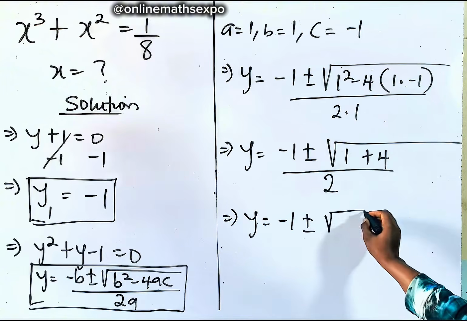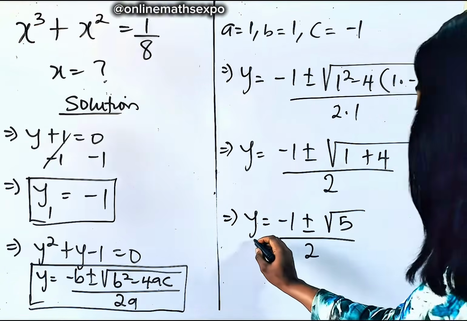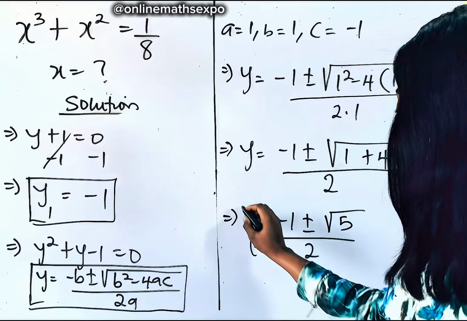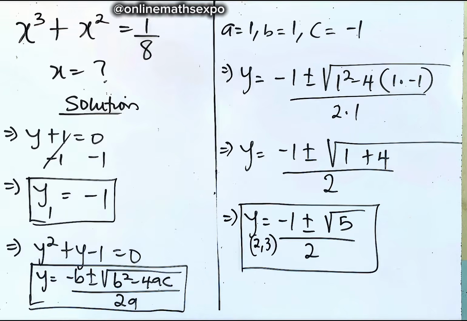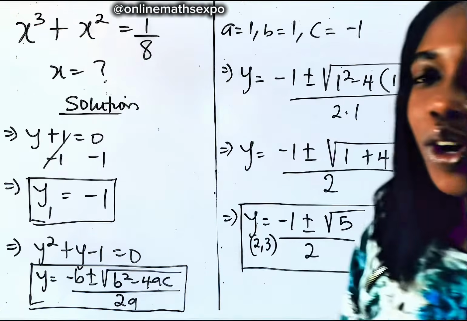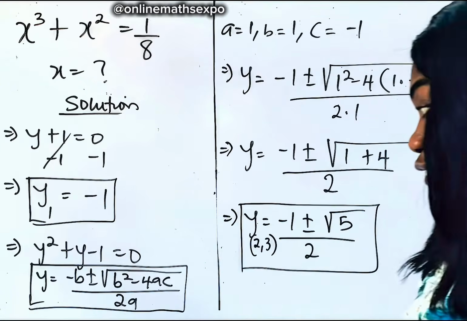Add this, it gives you 5 is divided by 2. And this gives us the second and third value of y. Now we are going to remember the question is on x. So we need to record the statements we made about x to help us to find the values of x.